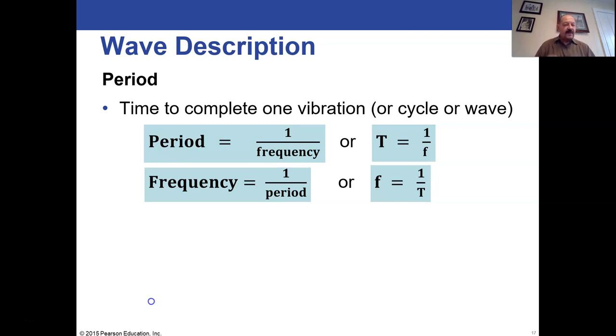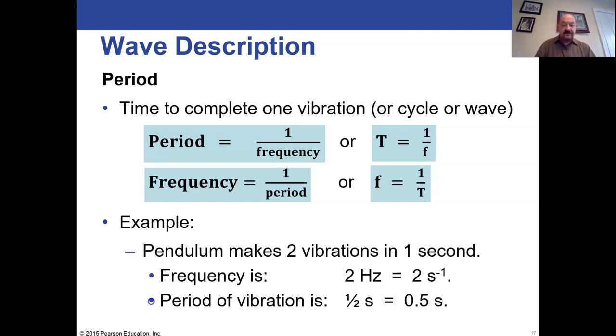Very quick. Period is in units of seconds. Frequency is in units of per second, which is the same as hertz. For instance, a pendulum makes 2 vibrations in a second. So it goes back and forth twice in 1 second. That's two full swings back and forth in 1 second. That's a frequency of 2 hertz, 2 per second.